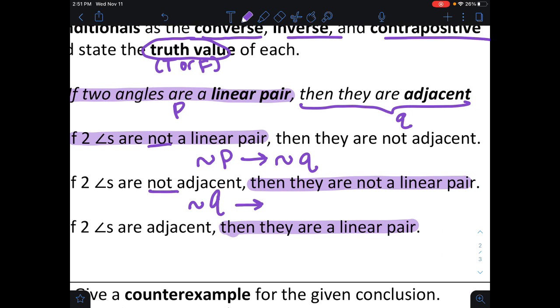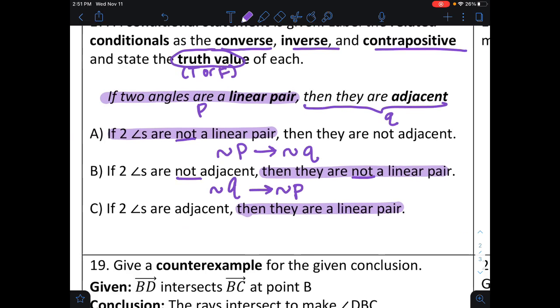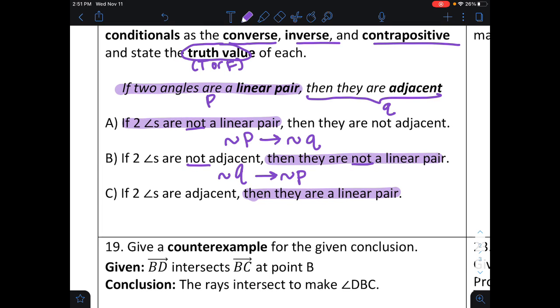And then the next one says not a linear pair. Don't forget, linear pair is P, according to the original statement up here. But it says not, so put a squiggle in front. Last but not least, this one starts with Q, and it ends with P, because that's the part that I highlighted, and neither of these say not, so there's no squiggle down here.